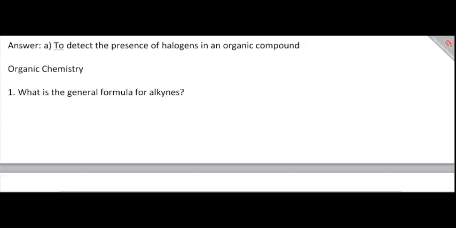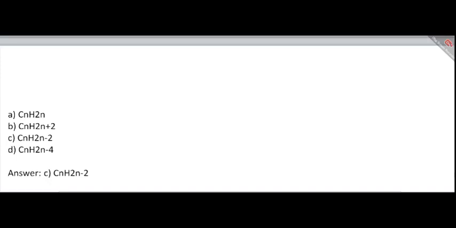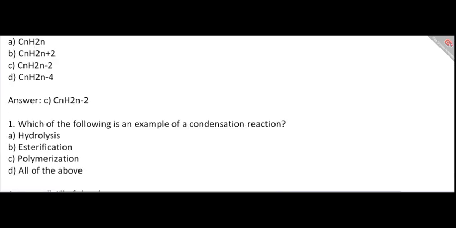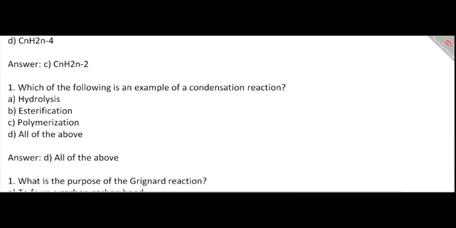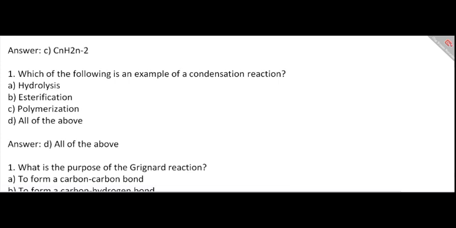What is the purpose of Grignard reagent? So it is used to create carbon-carbon bonds. It forms a carbon-hydrogen bond, a carbon-oxygen bond, a carbon-nitrogen bond. The correct answer is that it produces carbon-carbon bonds, and we can use it for the following purpose.